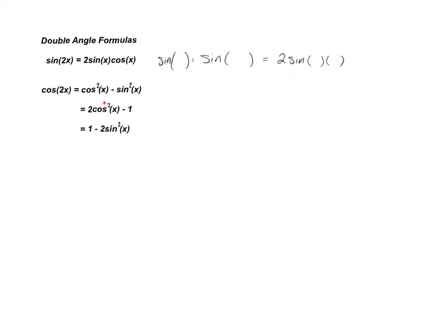Cosine of 2x has these, I refer to them as three different flavors here. Cosine squared minus sine squared is kind of the fundamental one. And then you can also use 2 cosine squared minus 1 or 1 minus 2 sine squared.